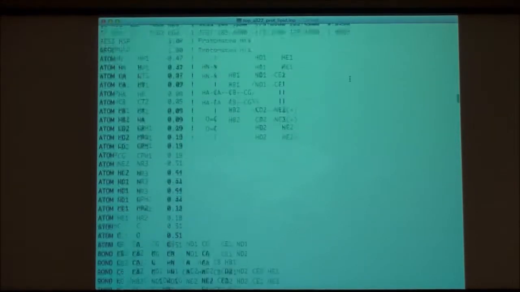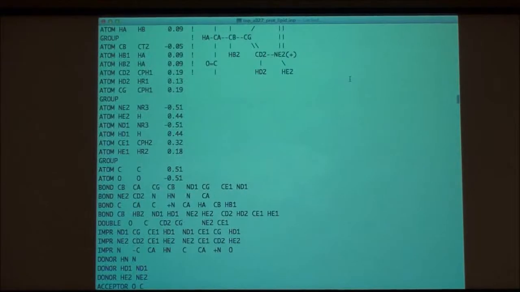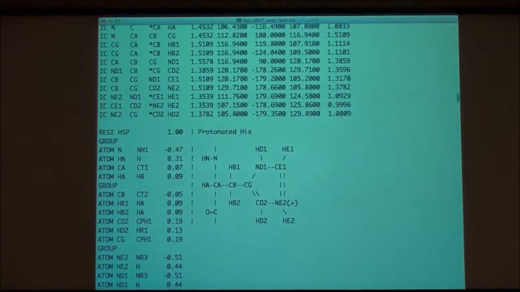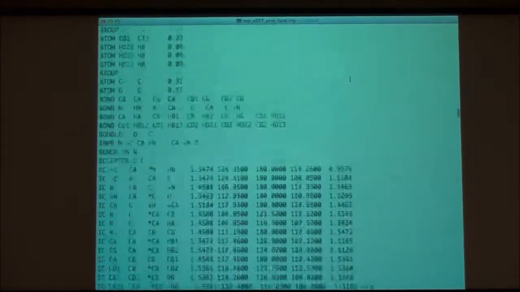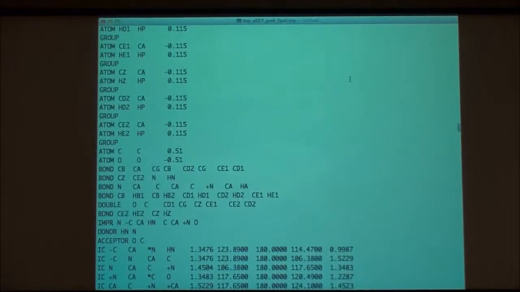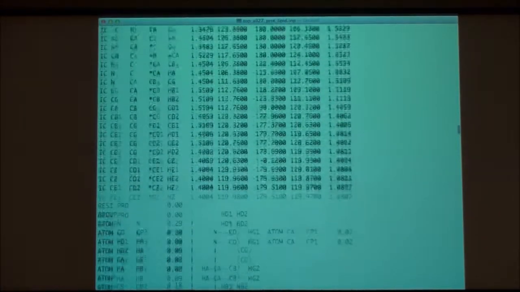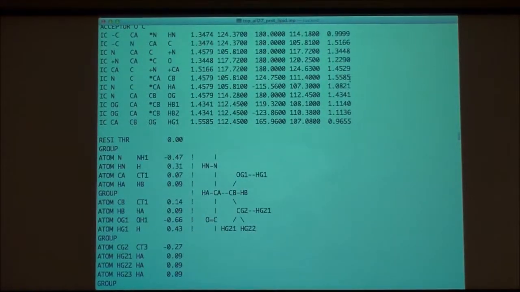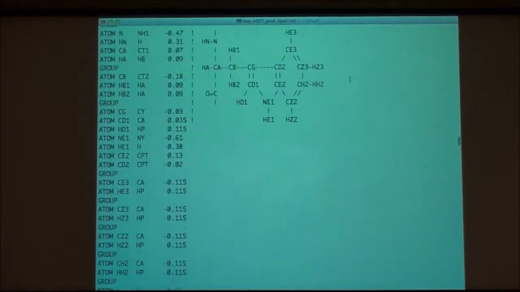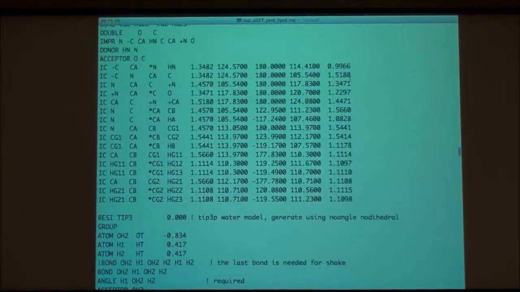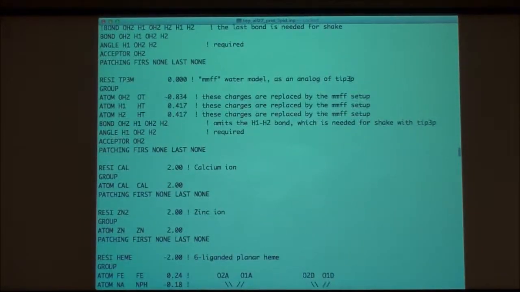Okay, so then you have the topologies here. You see there is no information about the coordinates, but all the connectivity information and all the charges are defined here. So you get your PDB file. Actually, one more point about water, which is important in case you are considering different force fields. So water is also there.